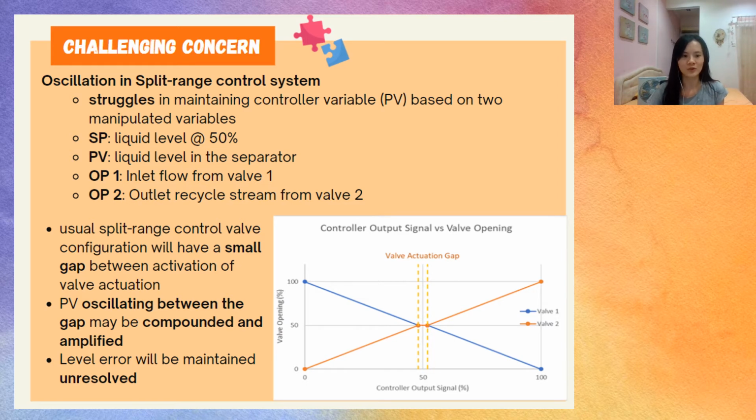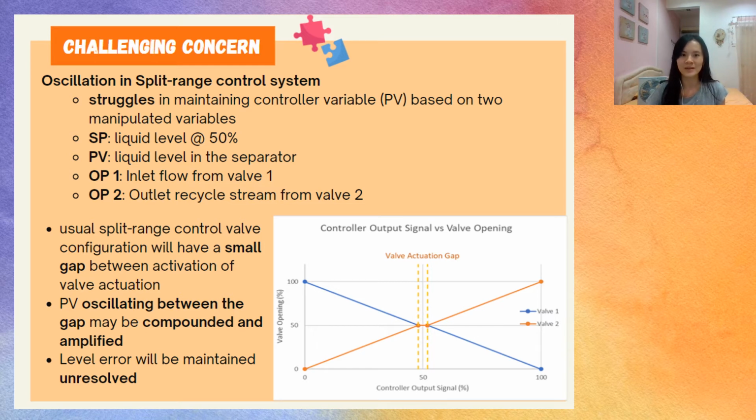Usually, a split range control valve configuration will have a small gap between activation of valve actuation. For instance, when the control output signal is below 49%, which indicates a low liquid level in the separator, control valve 2 may decrease its opening to allow accumulation. When the control output signal is about 51%, which indicates a high liquid level in the separator, control valve 2 may open wider to increase the bottom flow stream recycled back to the cleavage unit, while valve 1 has a smaller opening. From the setting above, we can see that there is a gap between the activation of valve 1 and valve 2, which are 49% and 51% respectively.